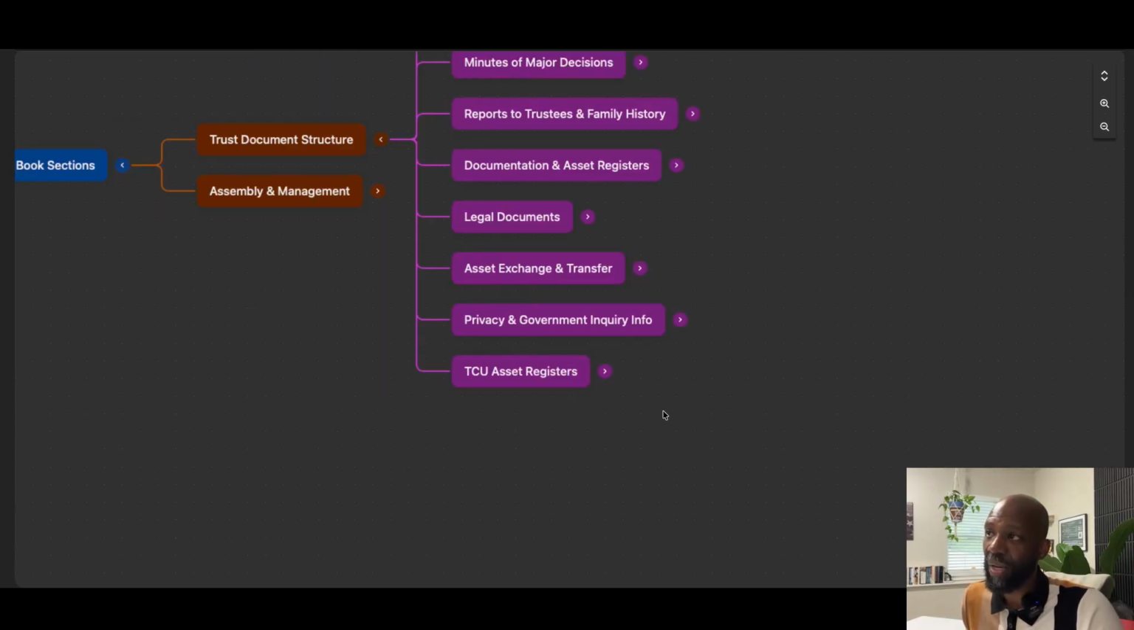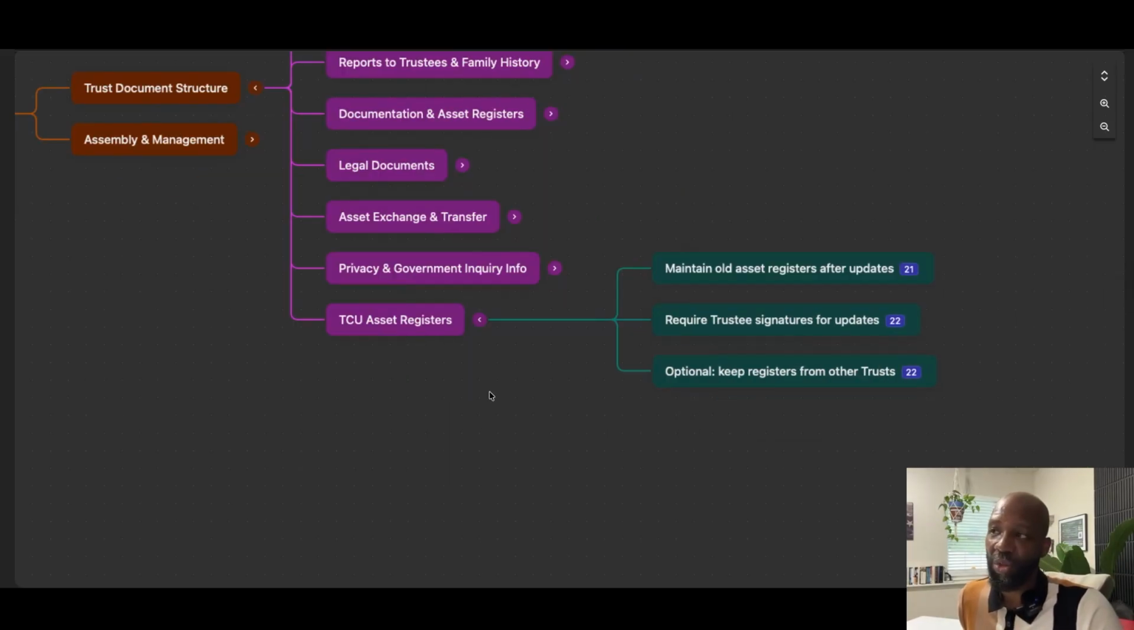Now, we're getting up here to the trust document structure, the last section of this part of the trust book. TCU asset registration. If you don't know what a TCU is, the trust capital unit, we will get into it. It's basically to show that you have some stake in the business or in the trust, usually given to those who exchange property into the trust, right? They get some unit, some capital unit in return for their exchange into the trust. You need to maintain old asset registers after updates.